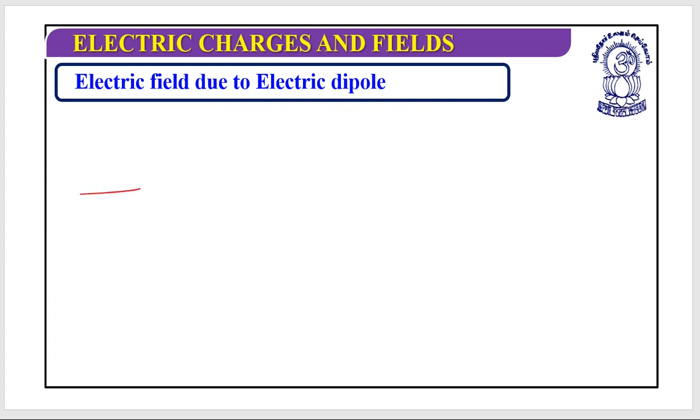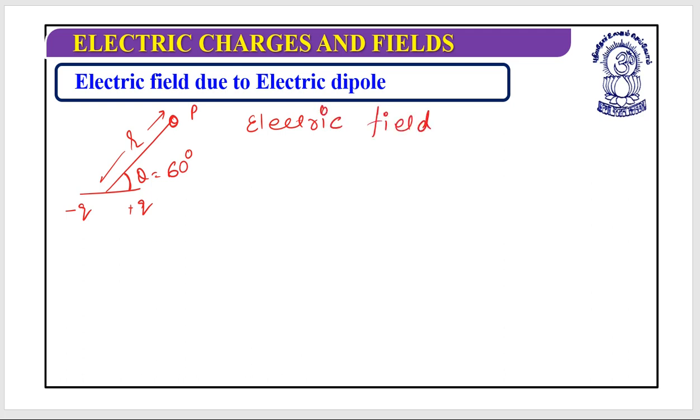Let's say this is a short dipole, minus q, plus q, and a location is here. This distance is r, and this theta is 60 degree. You need to find out the electric field at point P.